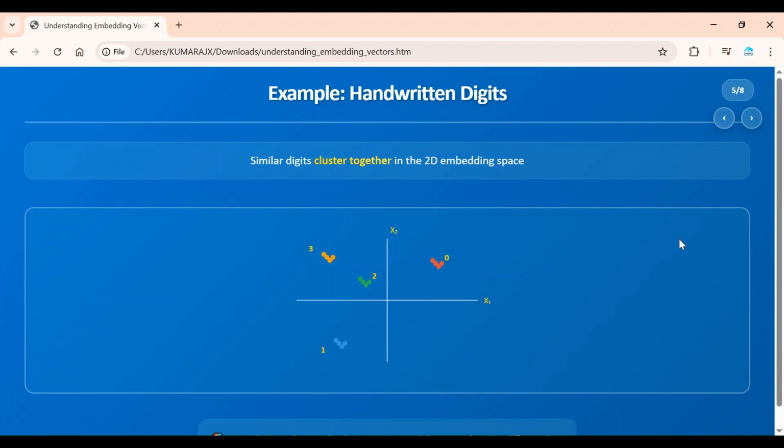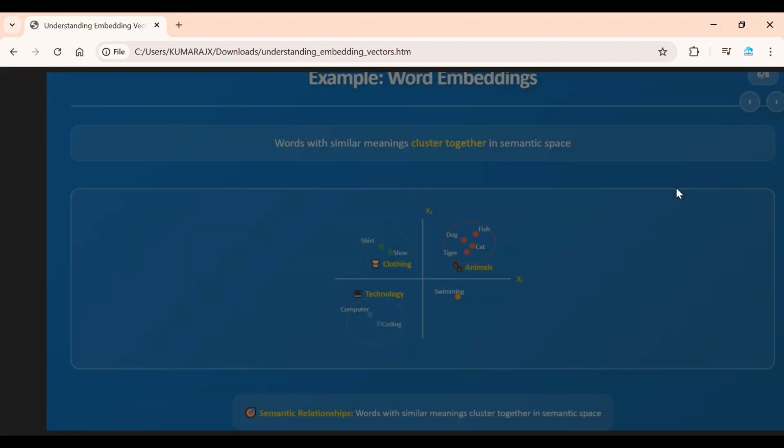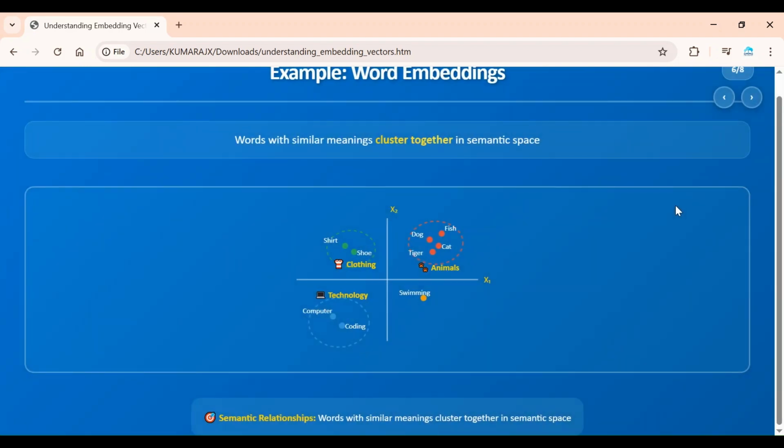This is exactly how computer vision systems recognize handwritten text, postal codes, and even your handwriting on tablets. Similarly, I have shown you the example of the word embeddings. This visualization shows how words are organized in the embedding space based on their meaning.